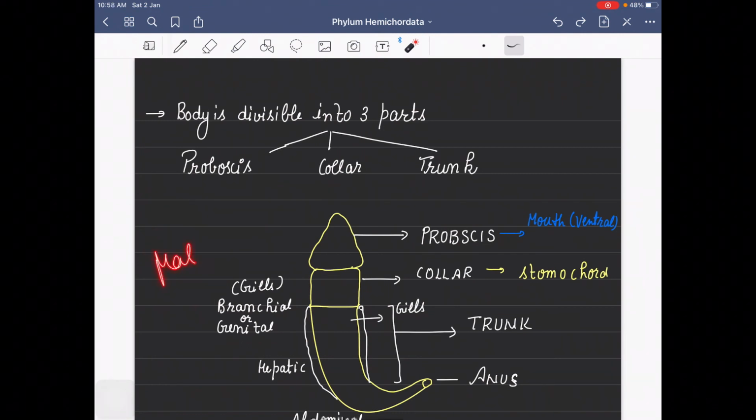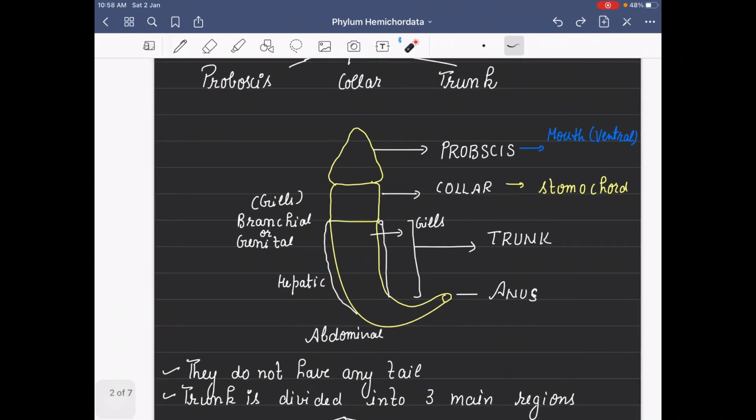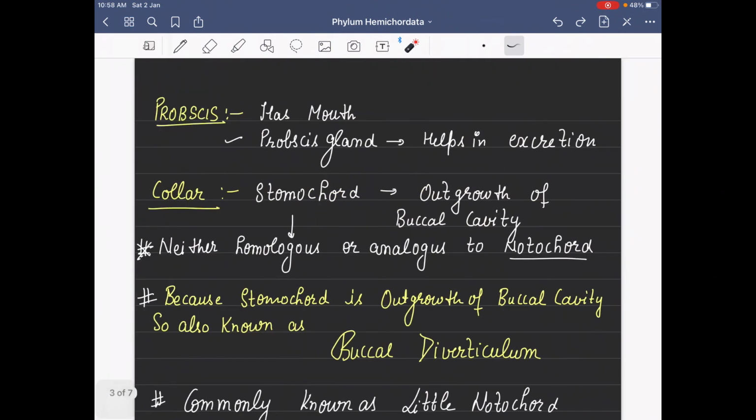Malpighian tubules, that will be your correct answer. And the excretory organ in hemichordates is the proboscis gland. Please mark and write this in bold letters, that the proboscis gland is helping in excretion.